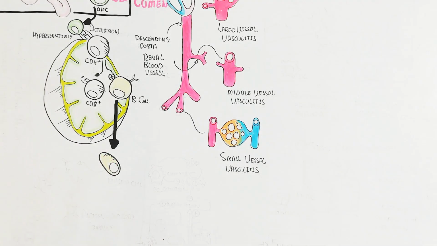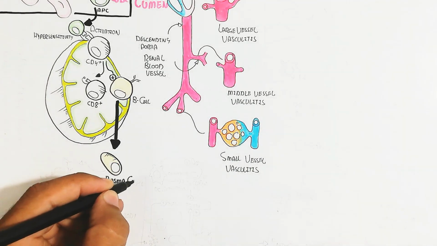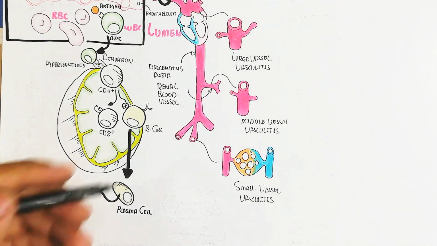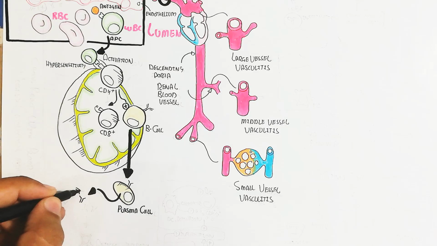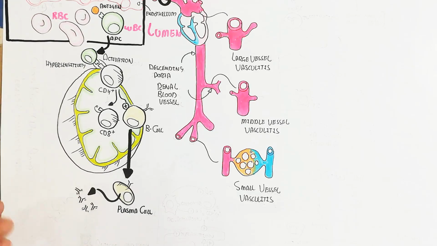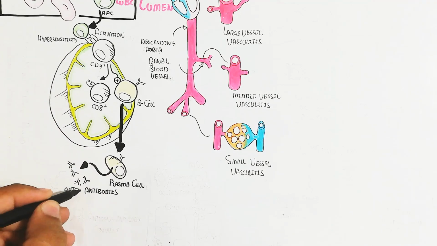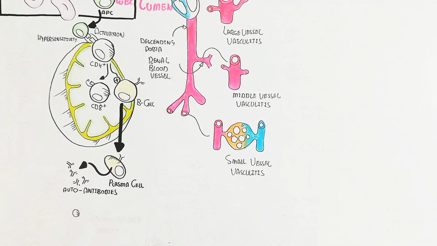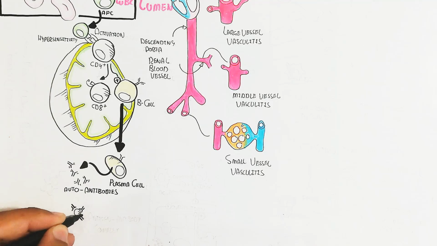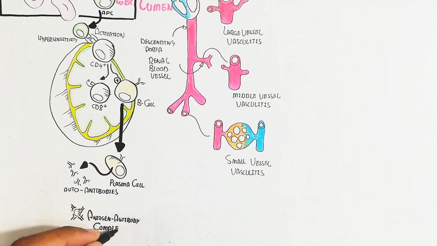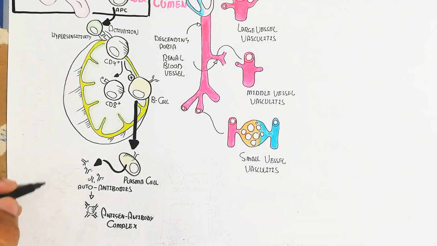B cell activation leads to proliferation and production of plasma cells. Plasma cells have the ability to produce autoantibodies. These autoantibodies cross react with blood vessels and molecular mimicry will occur. This molecular mimicry will lead to attack on the endothelial cell of the blood vessel, while antigen antibody complex formation also occurs.